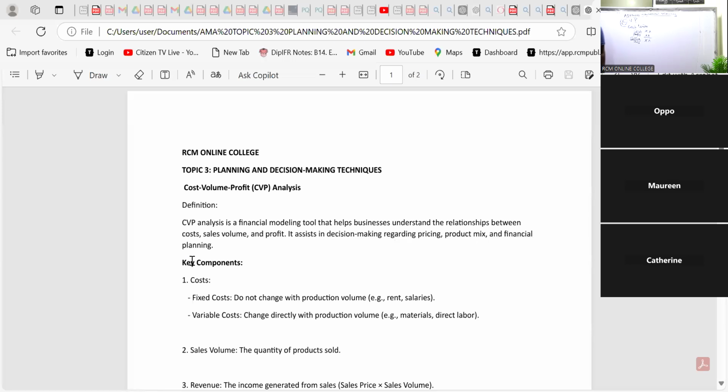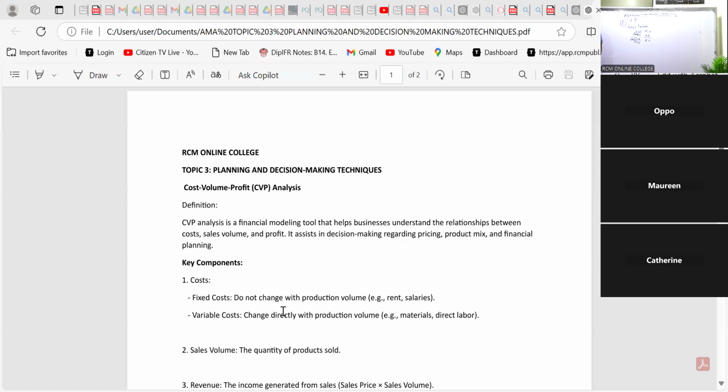If you look at the key components of costs, we have fixed costs and we have variable costs. Fixed costs do not change with the production volume. They always remain the same. Remember, like rent, even if you get 1,000 students, rent will be the same. Salaries, and any expenditure that is periodical, like monthly or yearly, not dependent on the number of units, will always be said to be fixed.